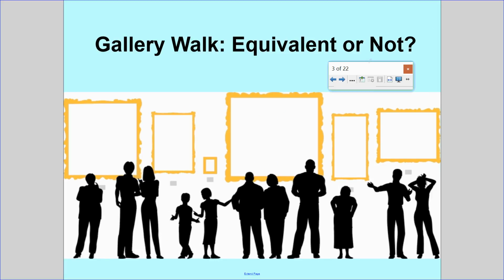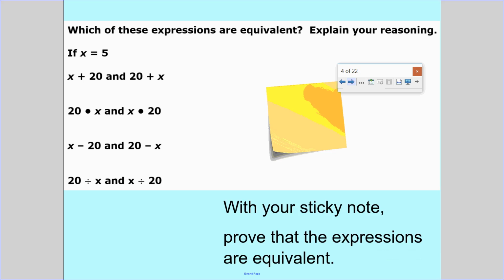If you are going to be doing a gallery walk in class, you'll be given a sticky note, and then you're going to explain your reasoning as to which expressions are equivalent and which are not. So which of these expressions are equivalent? Explain your reasoning. You have first, second, third, and fourth: an addition, a multiplication, a subtraction, and a division. Which of these do you think will be equivalent?